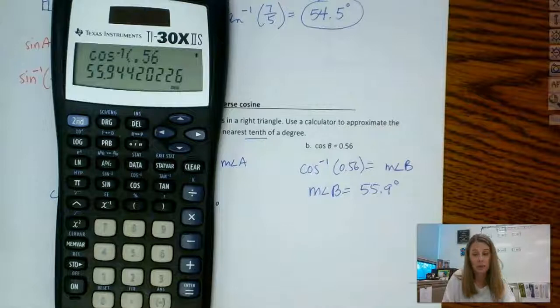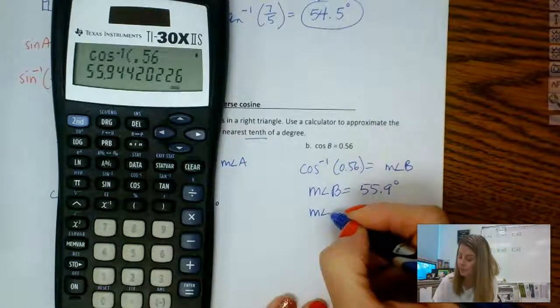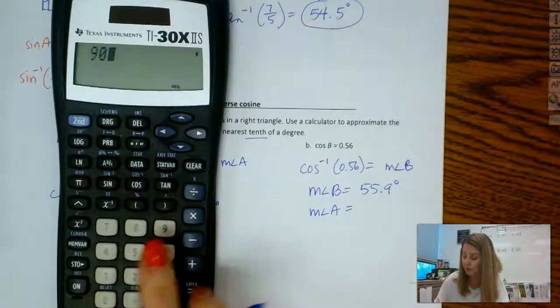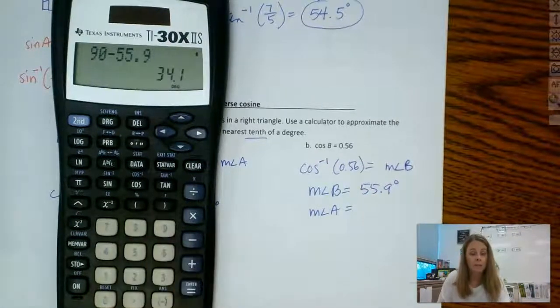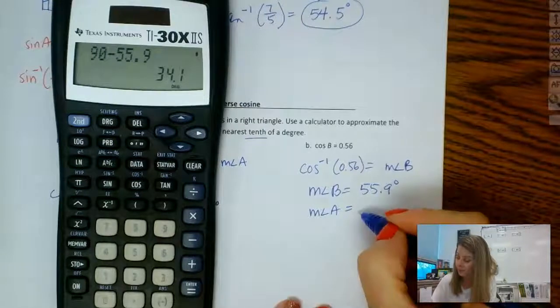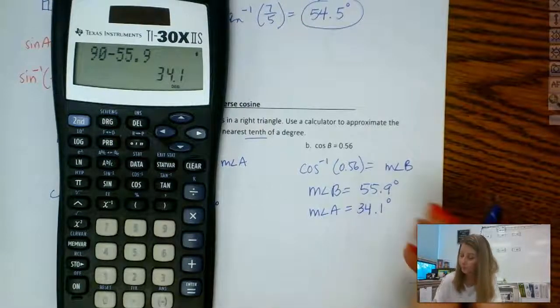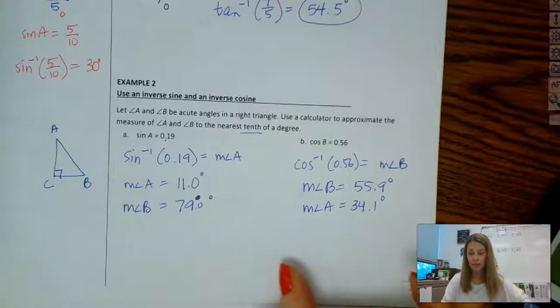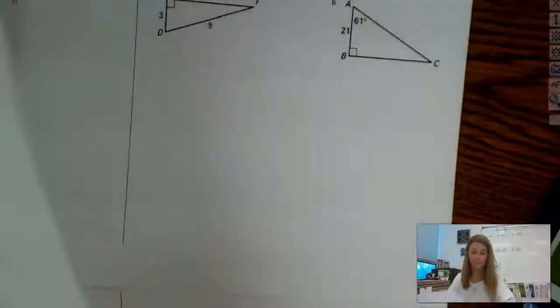And so I want to know what the measure of angle A is. So it's complementary with that other angle. So I get 34.1. Okay, so the measure of angle B, 55.9, and then A is 34.1. Okay, let's move on.